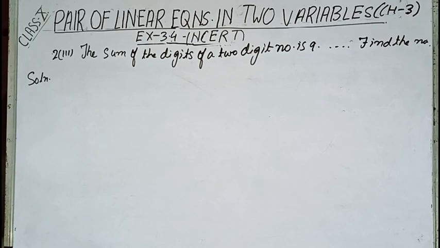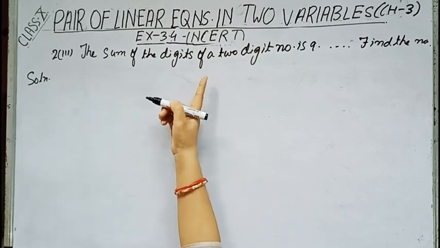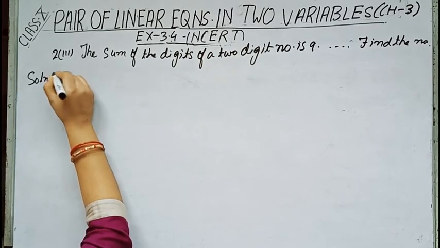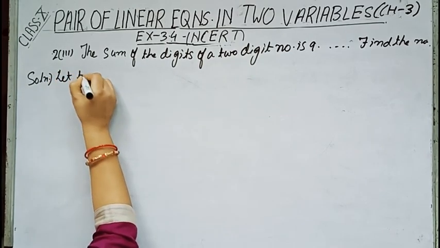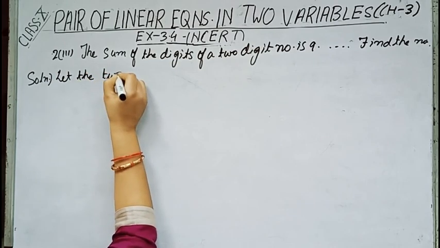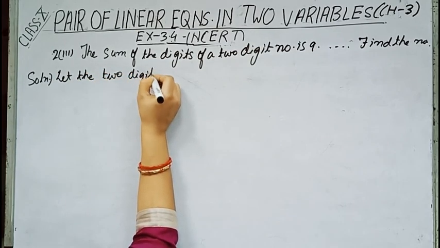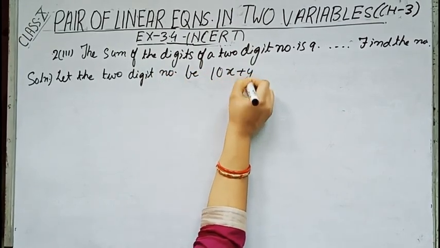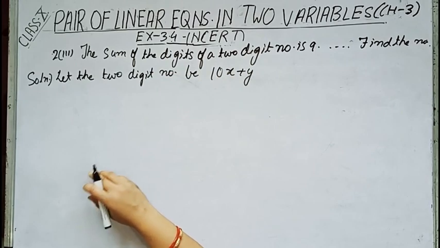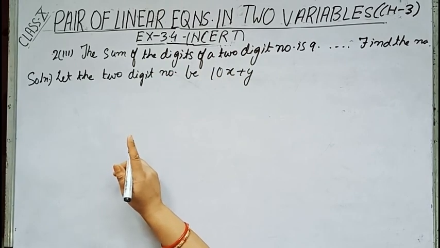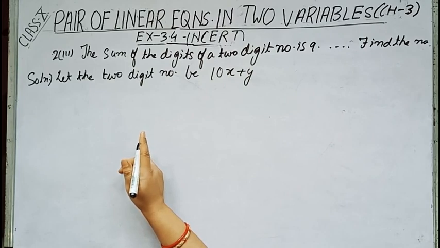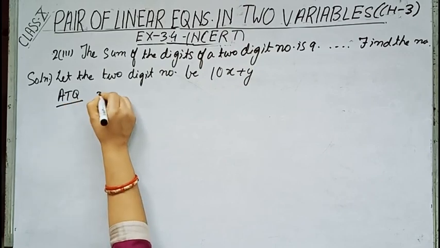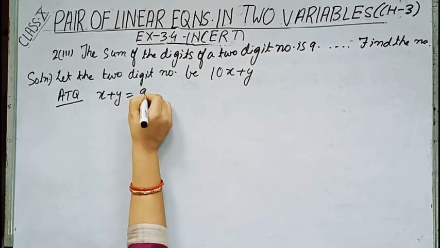So let us start. Since the question is given as the sum of the digits of a 2-digit number, let us start the solution. Let the 2-digit number be 10x plus y. Now the question is saying that the sum of the digits of a 2-digit number is 9. So according to the question, x plus y equals 9.